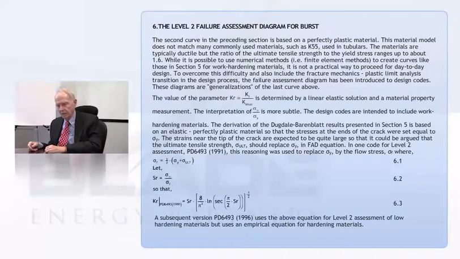So for level 2, they actually use the criterion from the Dugdale-Barenblatt curve. There are several codes out there, and one of these is PD 6493. It came out in 1991, and they did a few things, and you can see here that instead of using the yield stress or the ultimate stress, as I would have probably done, they take the mean of the two.